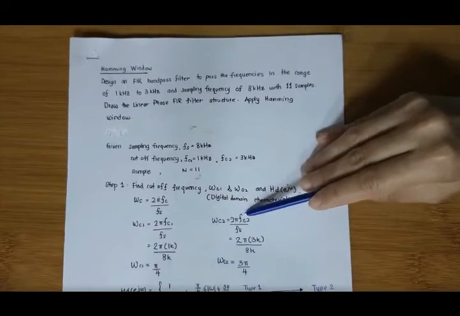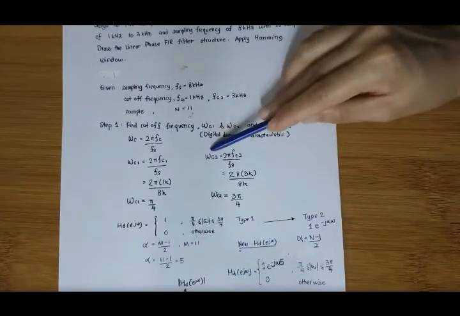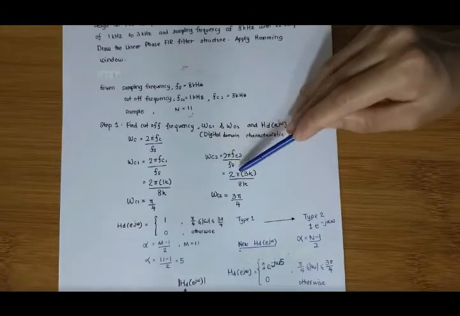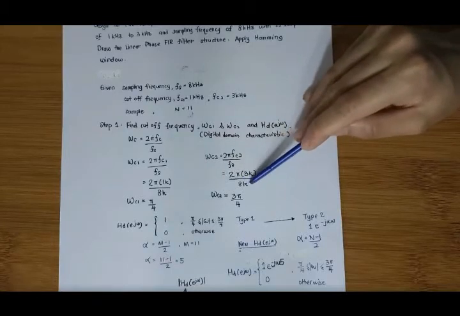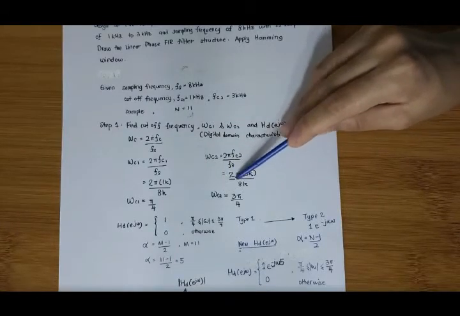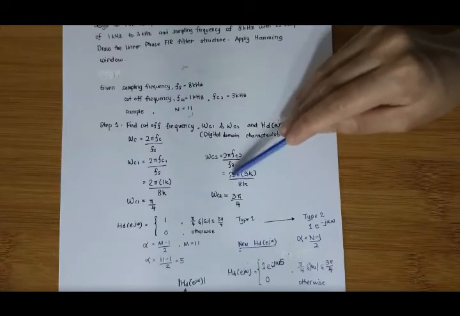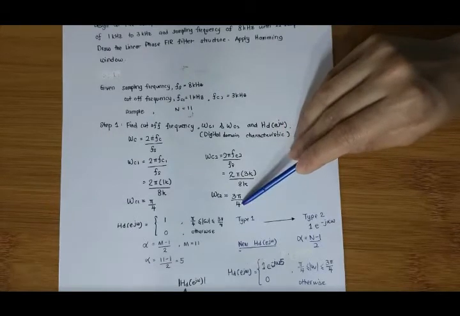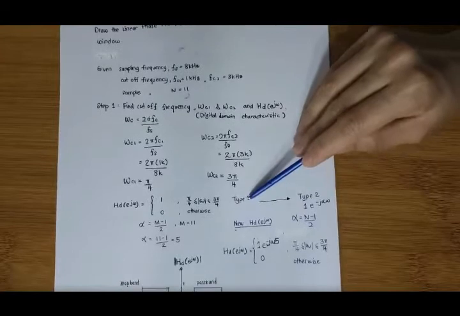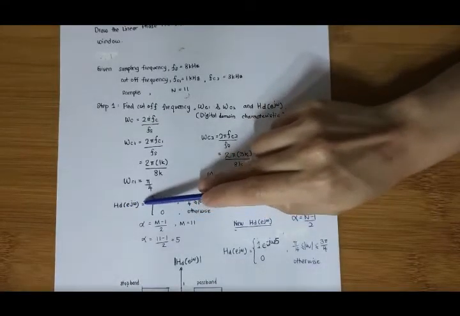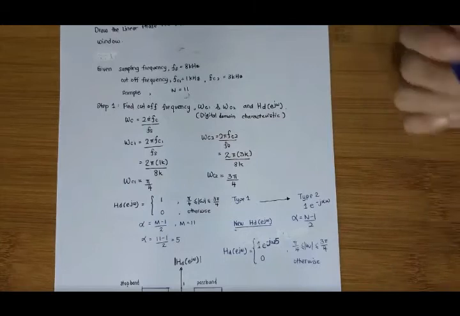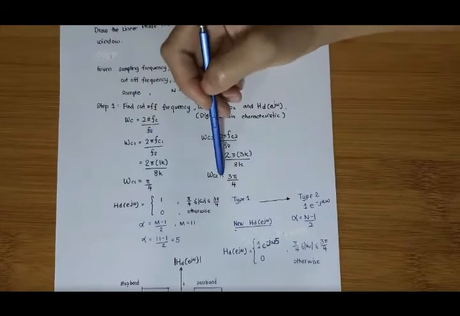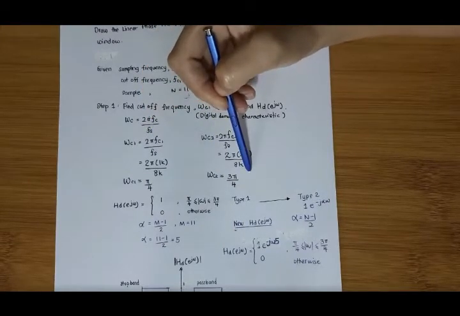And we also calculate omega C2: 2 pi Fc2 divided by Fs equals 2 pi times 3k divided by 8k. So 2 cancels with 8, we get 3 pi divided by 4. Then we go to the next step. We will calculate the Hd(e^jω). To construct this, we have these two frequencies, omega C1 and omega C2, so we have to draw it out.